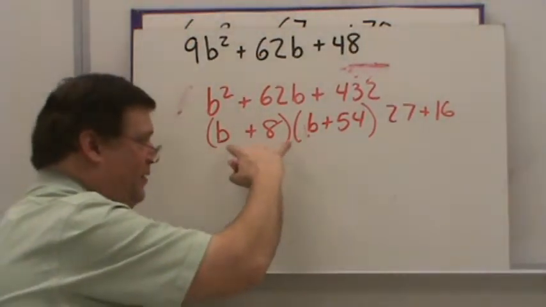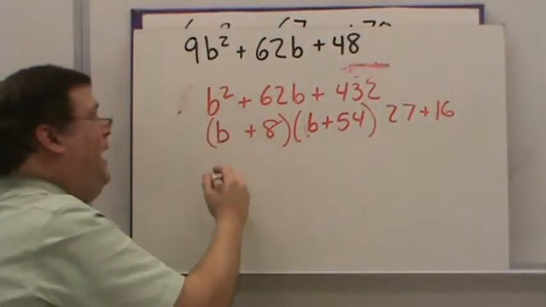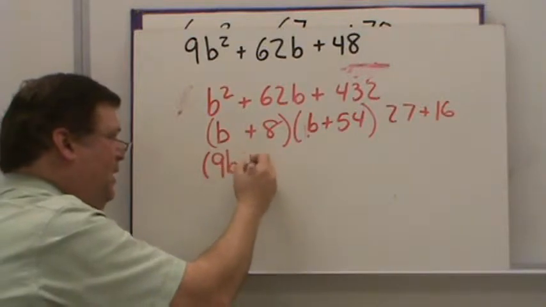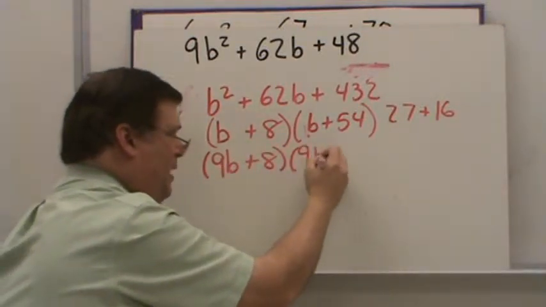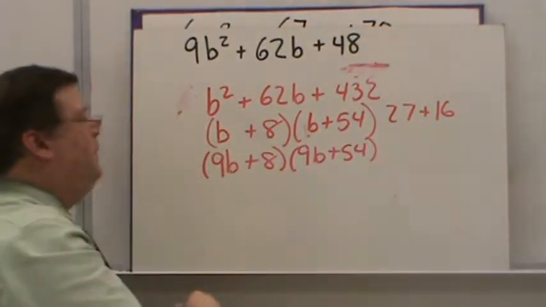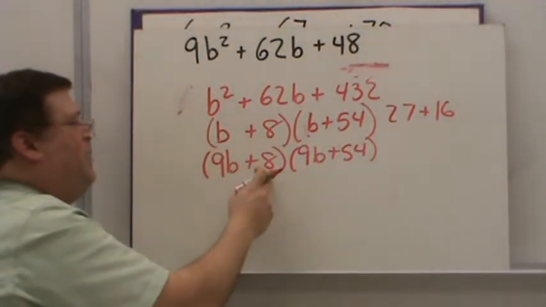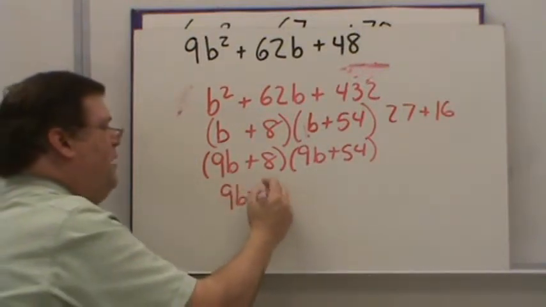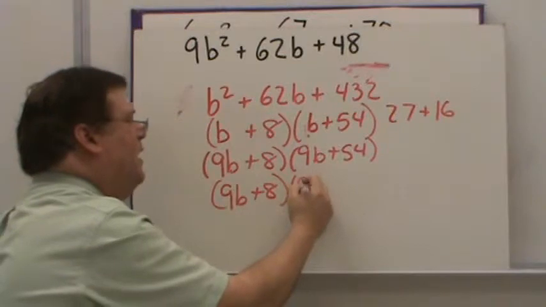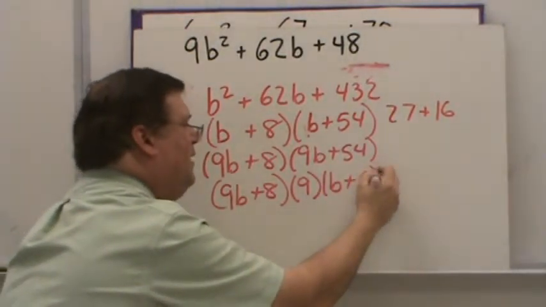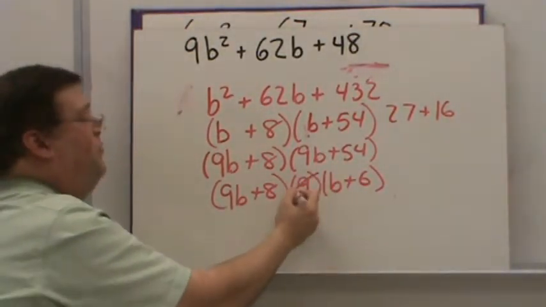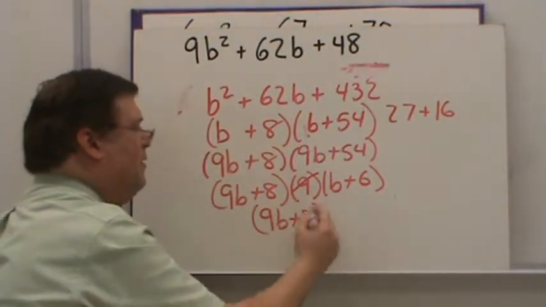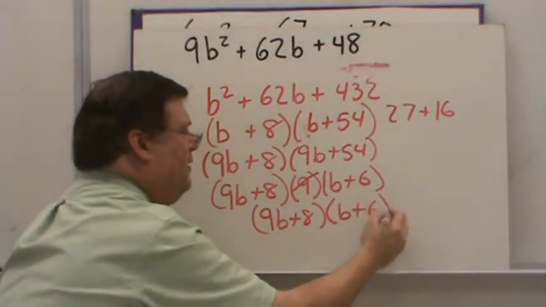Now I have to replace the b with the ax, which would be the 9, bring the 9 back in here. I would get 9b plus 8 and 9b plus 54. Well, there's no common factor between the 9 and the 8, but there is a common factor between the 9 and 54. So this stays as 9b plus 8. This becomes 9 times b plus 6. The 9 is going to drop out because it's equal to our a, so I've got 9b plus 8, and b plus 6 is my factors.